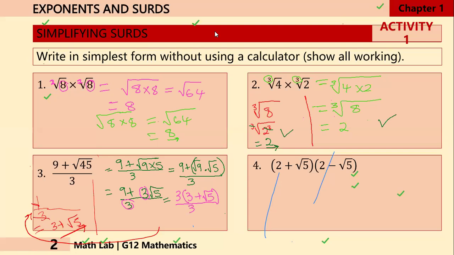Yes, we can do the same. I see Simesihle is asking if we can divide each term by the denominator instead. Yes, we can do that. It's another way of solving it. So it's 3 into 3 plus root 5, divided by 3. Then this 3 is going to cancel out this 3. So what are we left with? We are only left with 3 plus root 5. So this is our final answer.